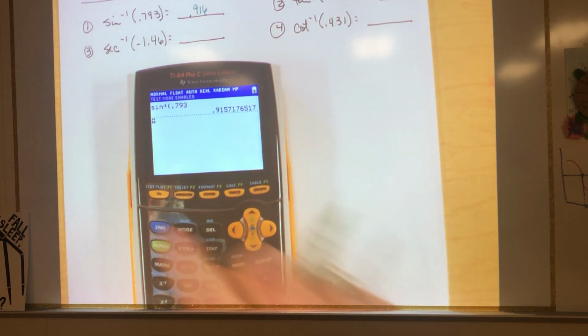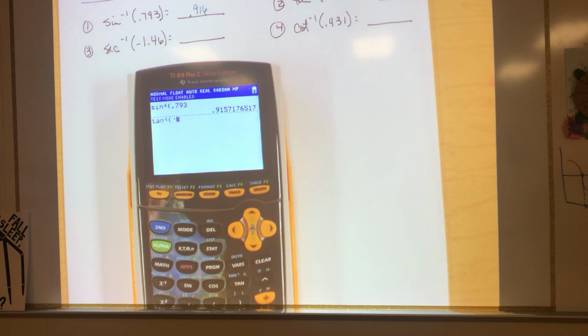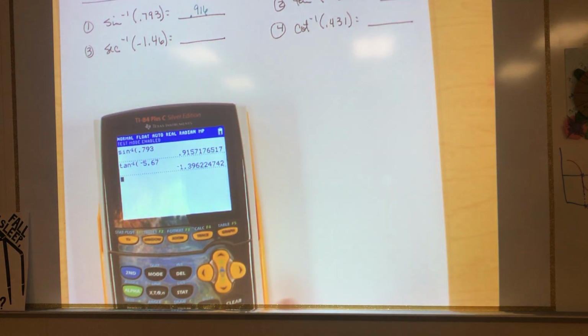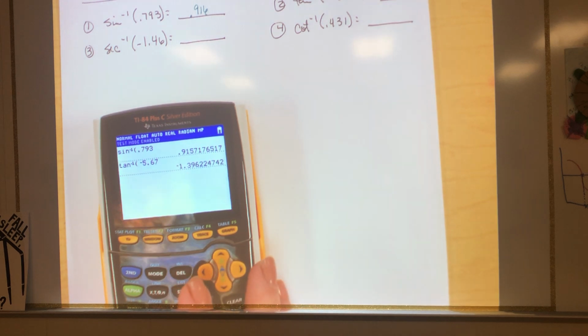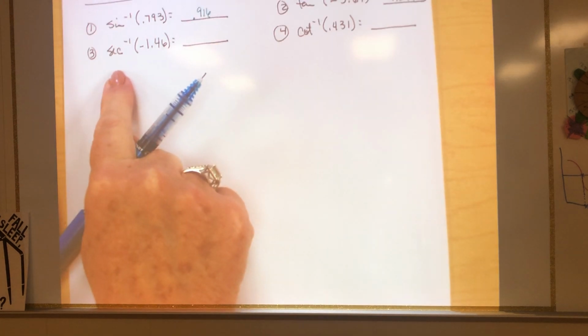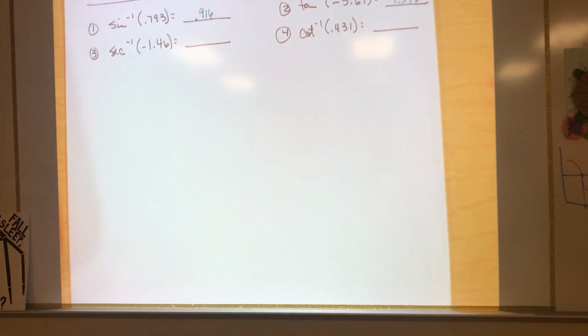This one, second and 10, negative 5.67. And there's my answer. All right, what about these? Did y'all have a problem with these? Okay, so let's talk about what you have to do. Obviously, you do not have a secant function on your calculator, so what do you have to use?